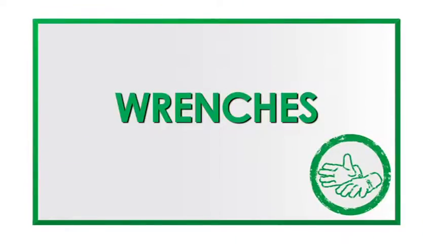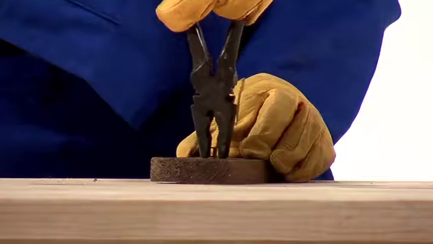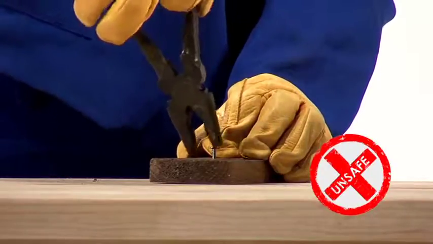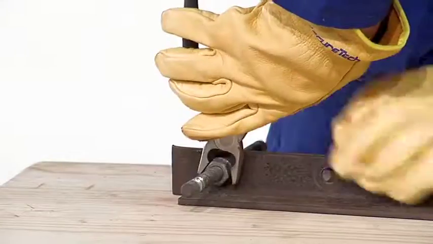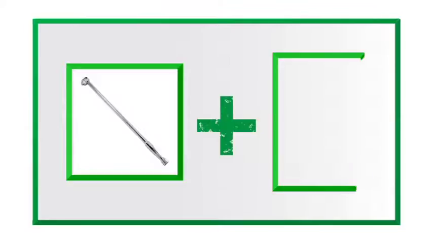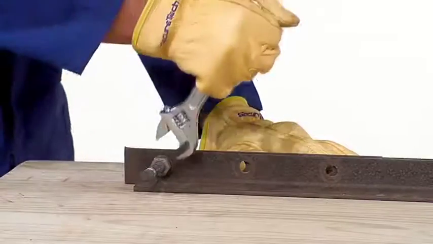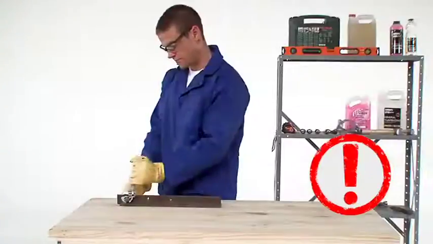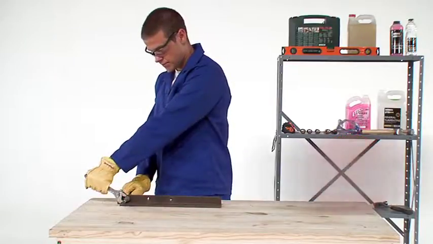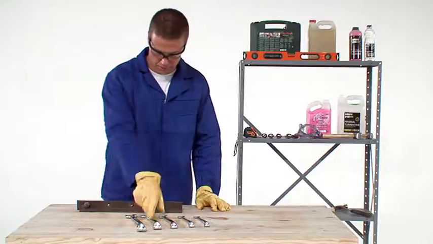Wrenches. Don't use pliers with worn grooves or crescent wrenches with worn or sprung jaws. Don't use pliers or crescent wrenches on over-tight bolts and nuts. Never use a cheater bar on a wrench. As far as possible, always pull on wrenches rather than pushing them. Use the correct size wrench for the job.